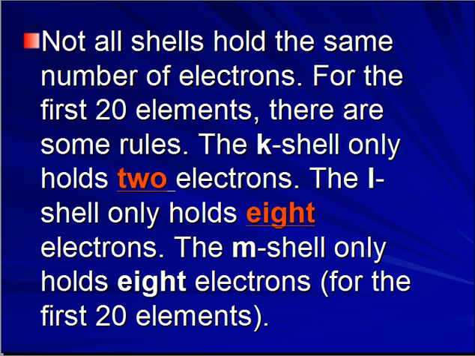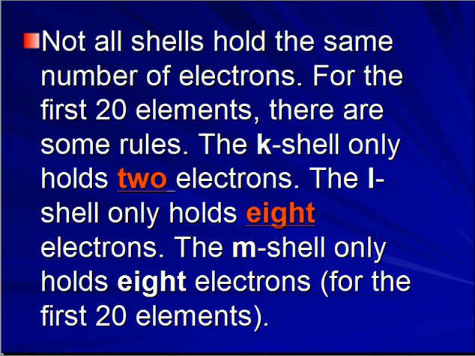Now, not all shells hold the same number of electrons. For the first 20 elements, there are some rules. First of all, the K shell can only hold up to 2 electrons. So does it have to have 2 electrons? No. Hydrogen only has 1 electron, so it's only going to have 1 electron in the K shell. Whereas helium has 2 electrons, so it'll have 2 in the K shell.